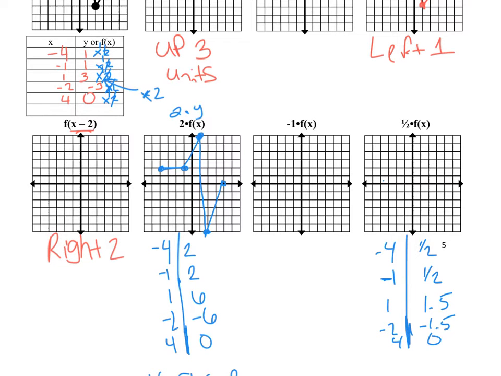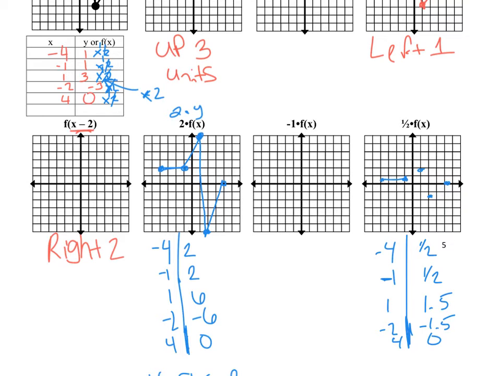Negative 4, 1/2 is about here. Negative 1, 1/2 is about here. Nothing completely accurate, just trying my best. 1, 1 1/2, so 1, 1 1/2. Negative 2 and 1 1/2. That's going to be a full box and a half below it. So right about here. And then 4, 0.